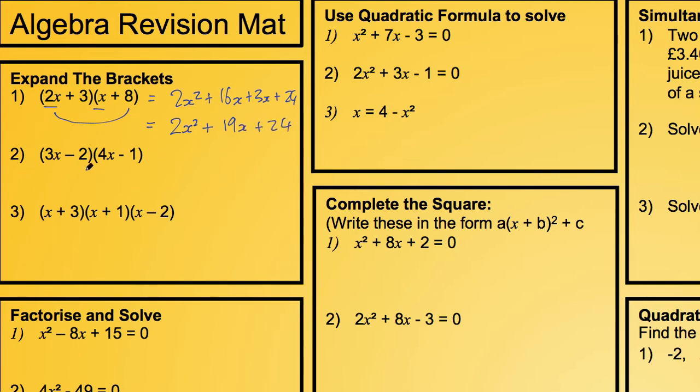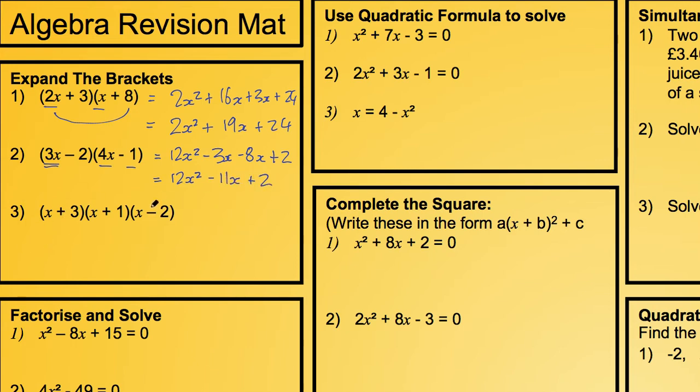Same thing here, but watching out for the plus and minus signs. So I've got 3x times 4x is 12x squared. Outsides, minus 1 times 3x is minus 3x. Insides, minus 2 times 4x is minus 8x. Minus 1 times minus 2 is plus 2. So 12x squared minus 11x plus 2.